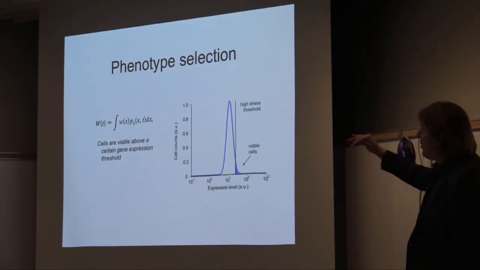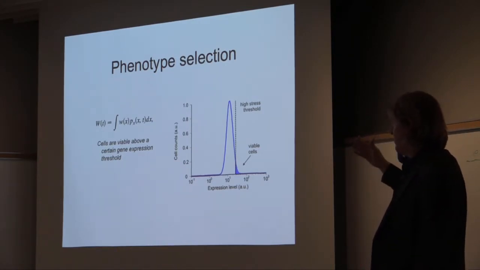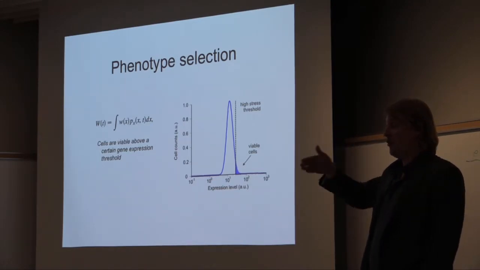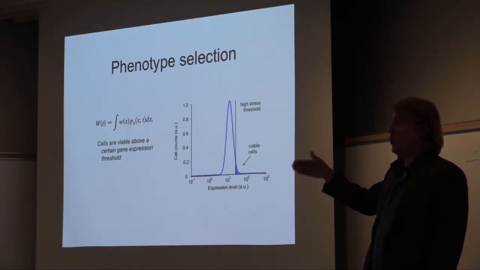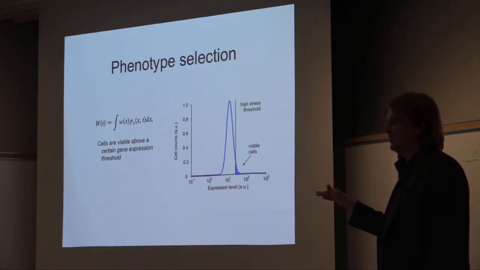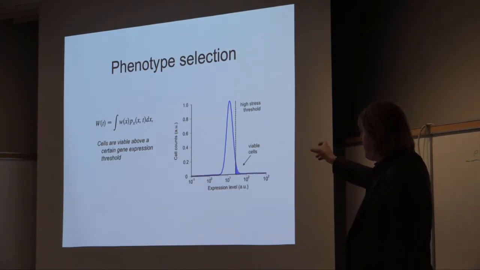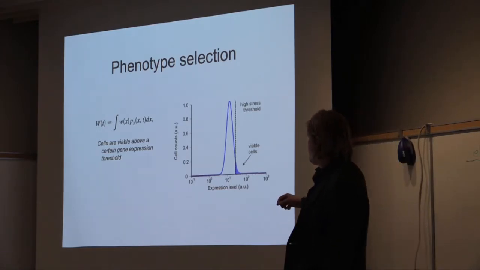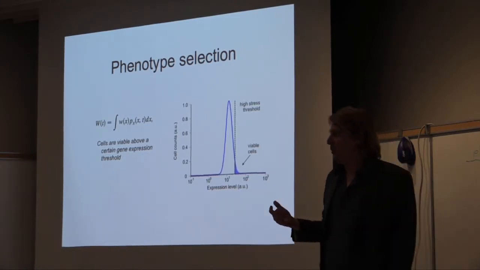Let's look at a scenario where we assume cells will be viable if they are above a certain threshold. We apply a drug, and only cells that express at a very high level will be able to survive. That's enough, because otherwise it's a bit complicated. We can make this a smooth curve if we want to; it's not going to change anything. Here we have a fairly narrow distribution, low gene expression noise, and a small fraction of those cells will be viable.